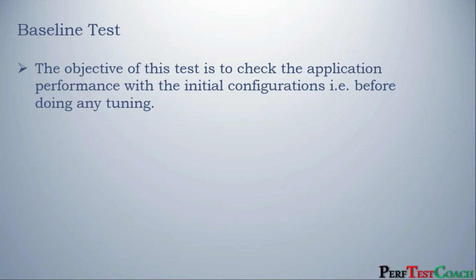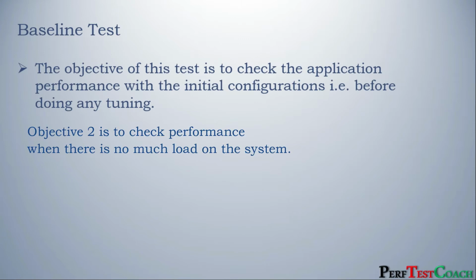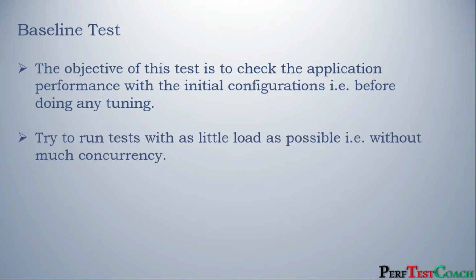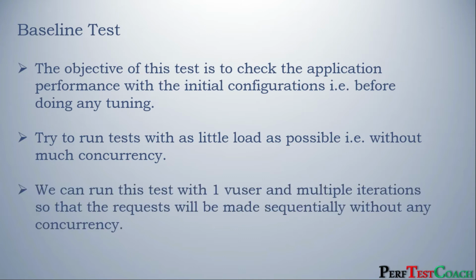soak test. Baseline test. The objective of this test is to check the application performance with the initial configurations, that is, before doing any tuning. This baseline test results will serve as the reference point for us against which we can compare the final test results. Try to run test with as little load as possible, that is, without much concurrency. We can run this test with one user and multiple iterations so that the requests will be made sequentially without any concurrency. There were situations where we were able to find performance issues in the application when running baseline test.